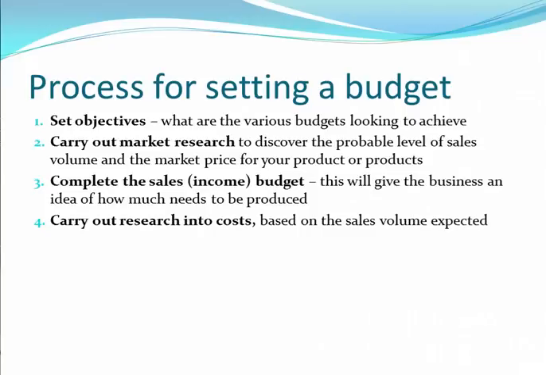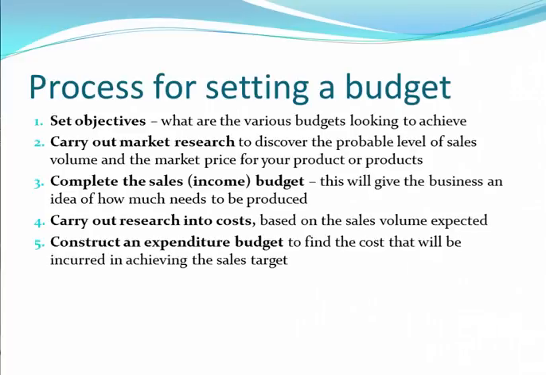Once you know how many sales you're likely to make, you can carry out research into costs. So if you know you're going to sell 100 units a month, you can work out how much it's going to cost you to produce those 100 units. From that, you can construct an expenditure budget, and this will explain the costs that the business is going to incur in achieving the level of sales that the market research suggests they're going to do.